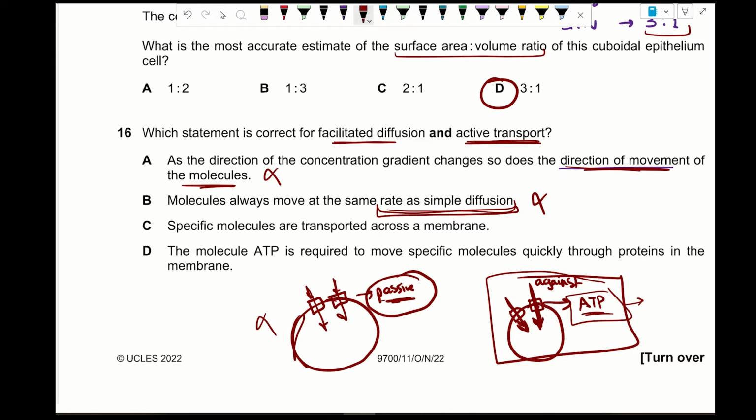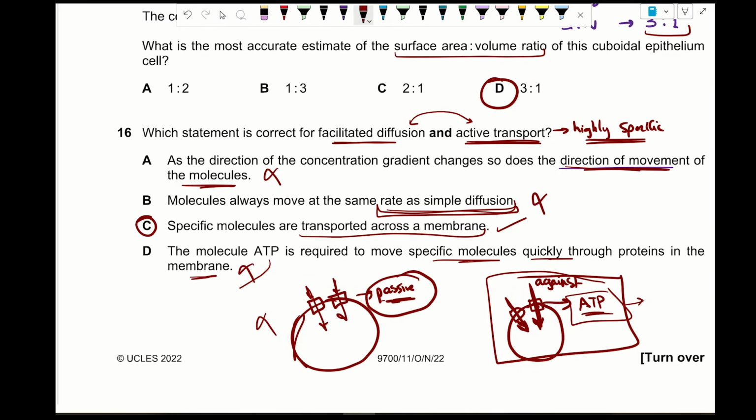C. Specific molecules are transported across a membrane. So this is correct because we've just mentioned that both of them require transport proteins. These transport proteins are highly specific for specific molecules. Therefore, this is correct. D. The molecule ATP is required to move specific molecules quickly through proteins in the membrane. As we said, this is only correct for active transport. Therefore, this is incorrect, and the answer is going to be C.